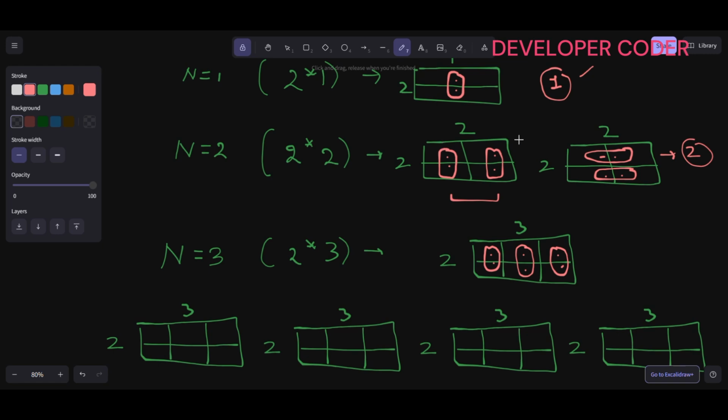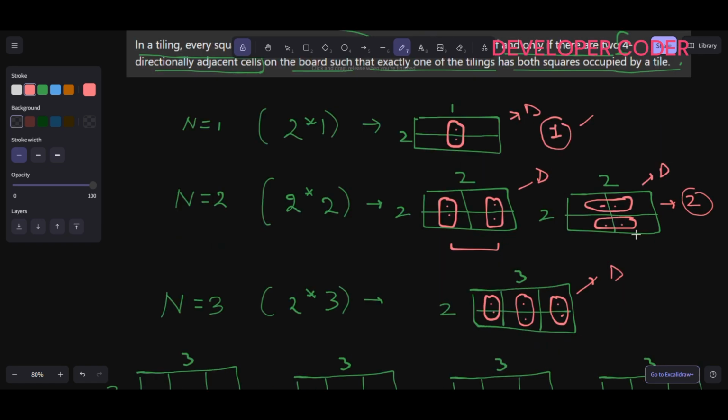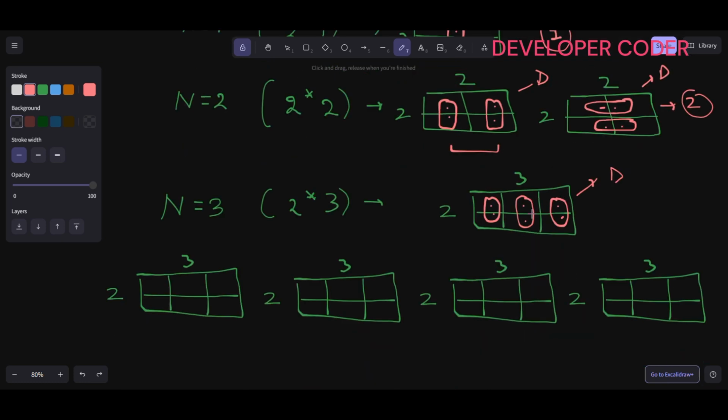Here also I'm using dominoes only, because a tromino is not possible here. Otherwise one tile will be left out, right? If I use this, this will be left out, so that doesn't make any sense. So I'm using dominoes only. Using dominoes only, this is one way.